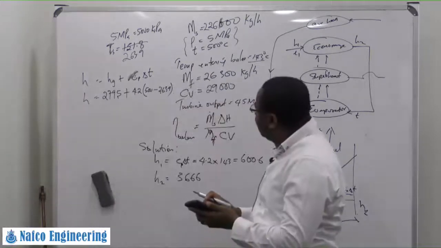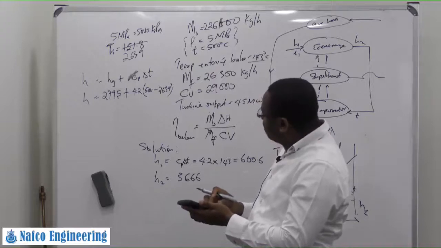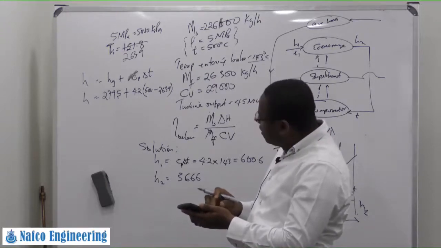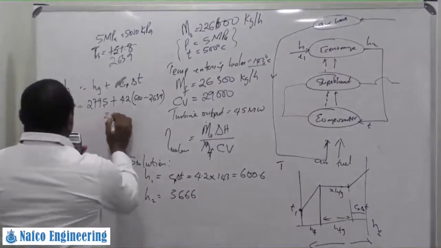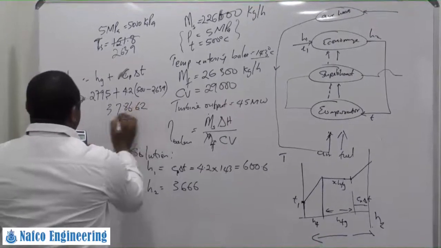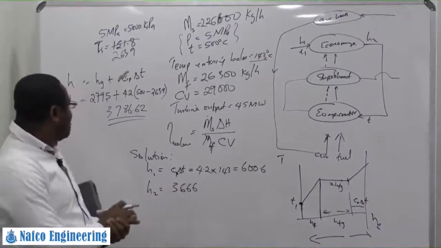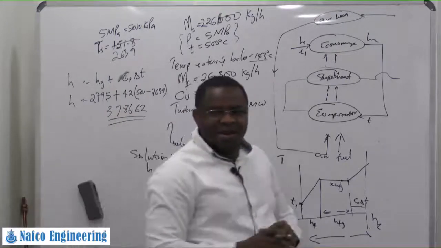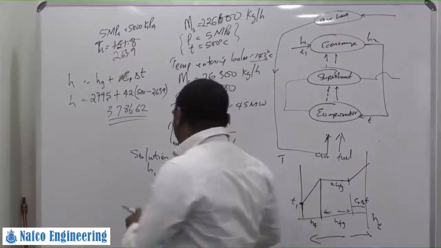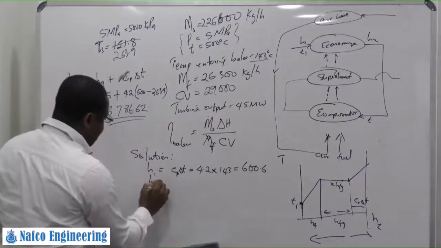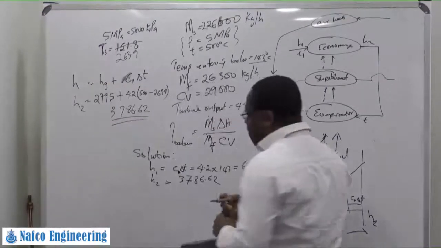Okay, so we have 500 minus 263.9 times 4.2 plus 2795 equals 3786.62. This is it. If we had made a mistake, maybe you didn't see the kPa and used this one, you'd be almost near to the answer. Okay, did you get it? So this is my h2. Our h2 is 3786.62. Then you can now calculate the efficiency.